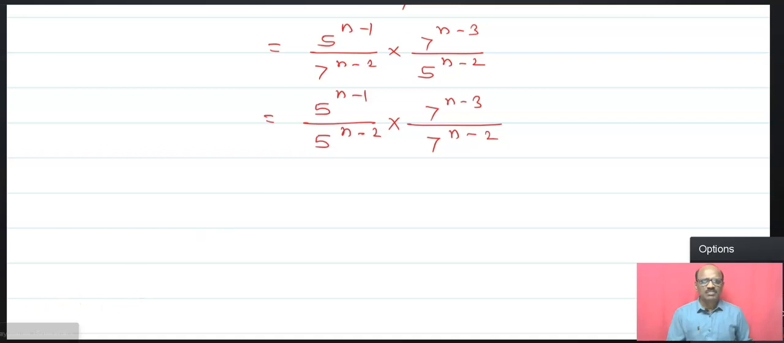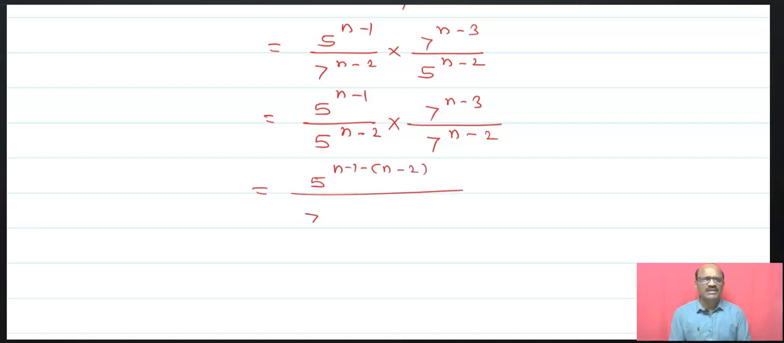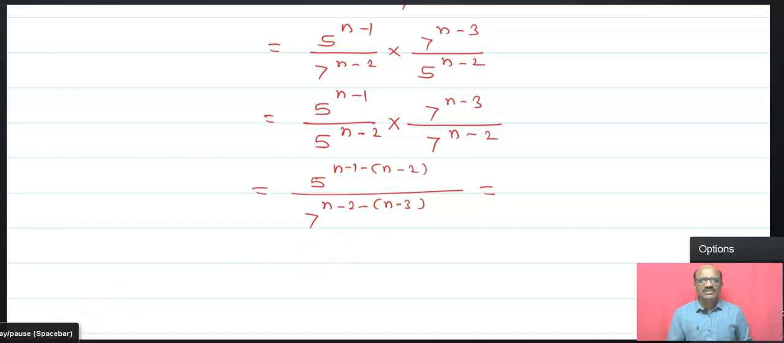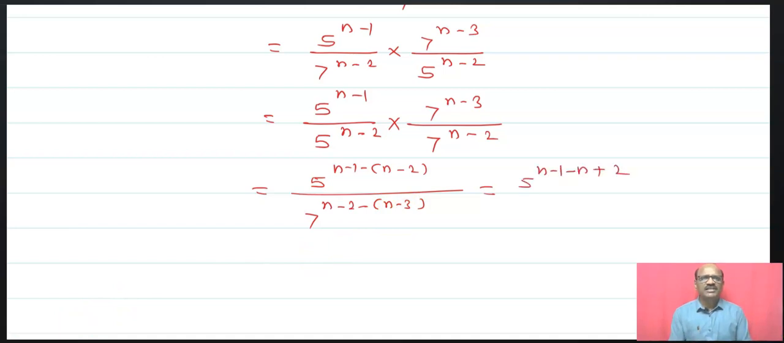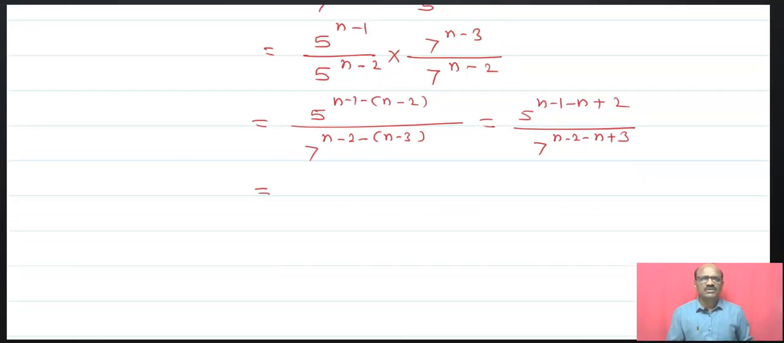Now see this. Here it is 5 raised to n minus 1 minus, in bracket, n minus 2. And for the 7, we bring the term to the denominator, that is 7 raised to n minus 2 as it is, and 7 raised to n minus 3, therefore we make a minus sign in bracket n minus 3. Now this is simple simplification: 5 raised to n minus 1 minus n plus 2, and 7 raised to n minus 2 minus n plus 3.